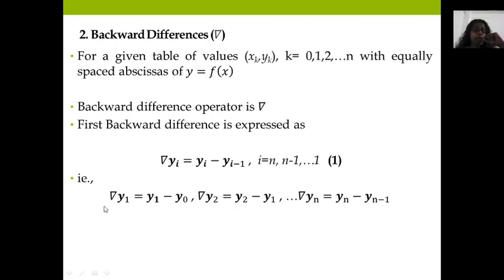First backward difference Δy1 is equal to y1 minus y0. Then the first backward difference of y2 is y2 minus y1. So the first backward difference of yn is equal to yn minus yn minus 1. Understand the equation and learn it. Δ, the backward difference operator, of y1, y2, etc. up to yn. I hope you are getting this. Let's move forward.